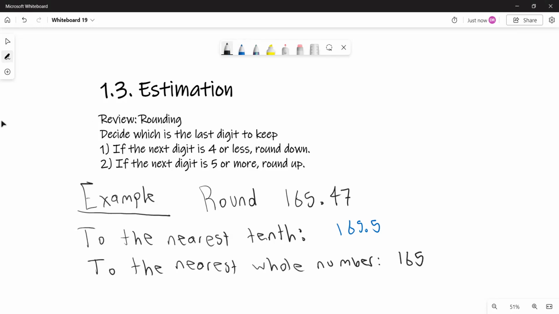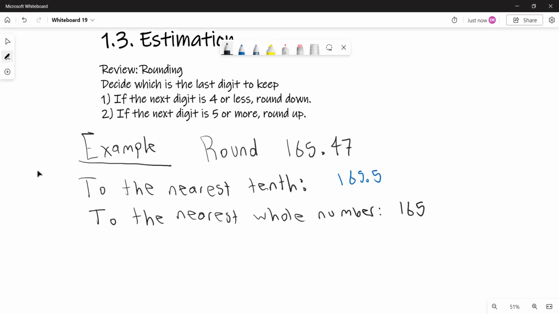And so on. So you want to round this number to the nearest 10. That's the second digit. The one that follows is 5, so that's going to be 170. And to the nearest 100, that is the first digit. The number following is 6, so you round up.